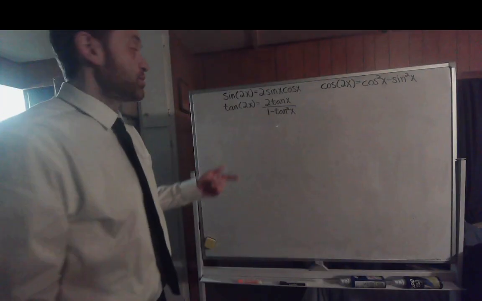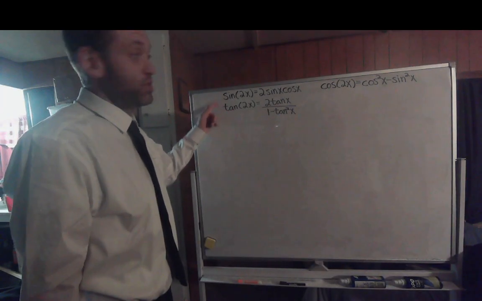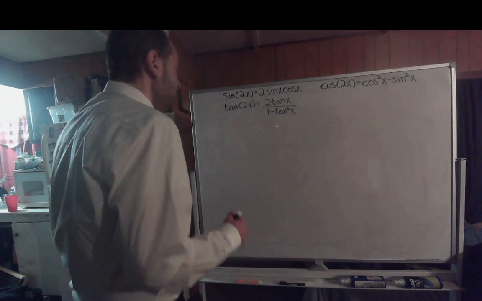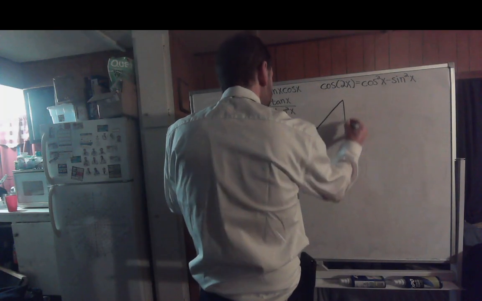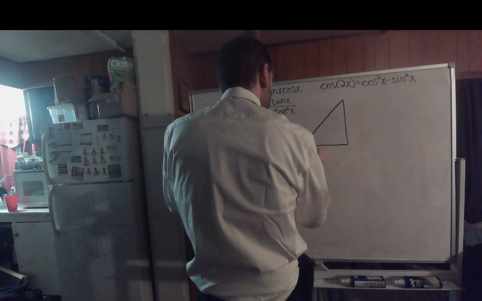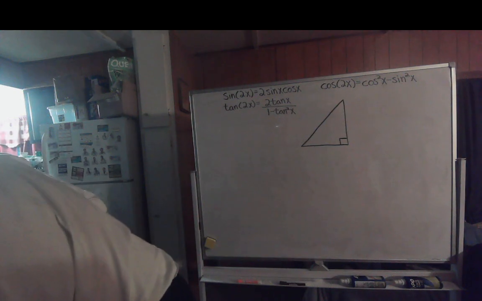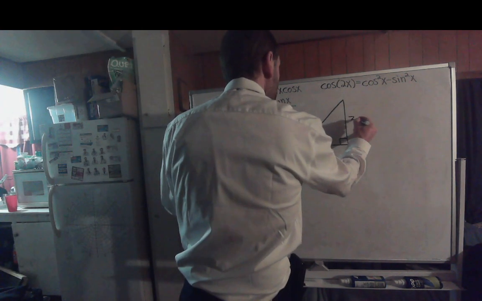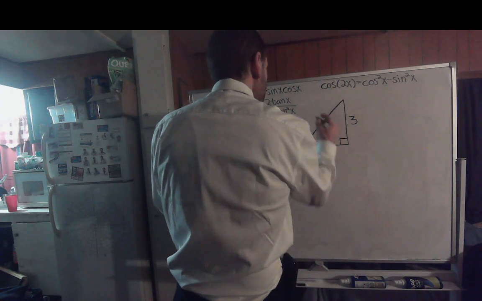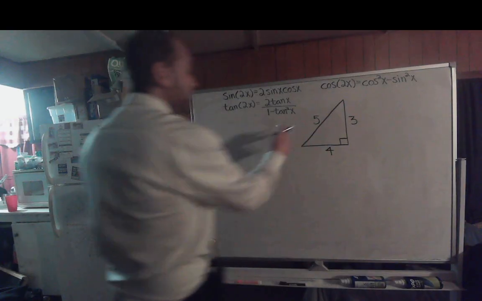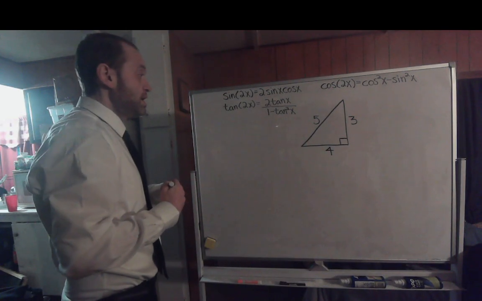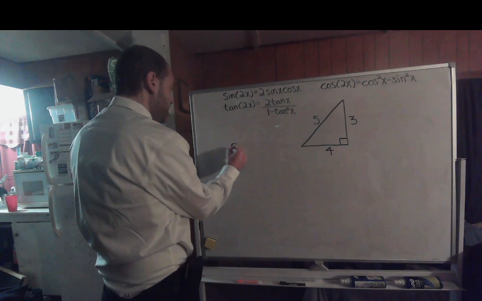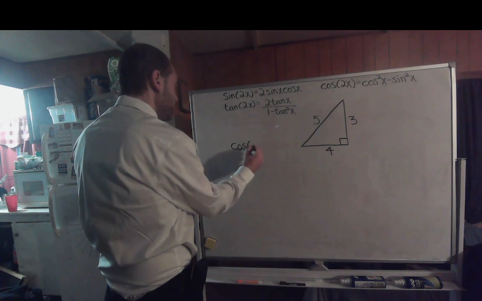And you could easily get the reciprocal functions for these by just taking the reciprocal. So that would not be so bad. We're going to do some exercises here to start. Let me set up our triangle, and let's see what they give us here. So we have a 3, 4, 5 right triangle. First, we're going to be asked to find the cosine of 2 theta.